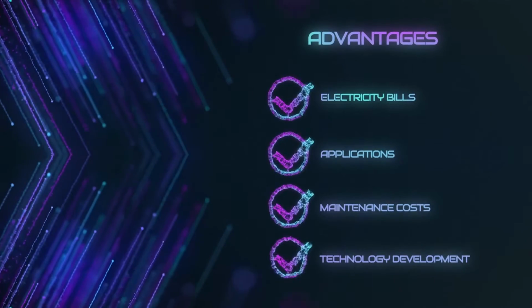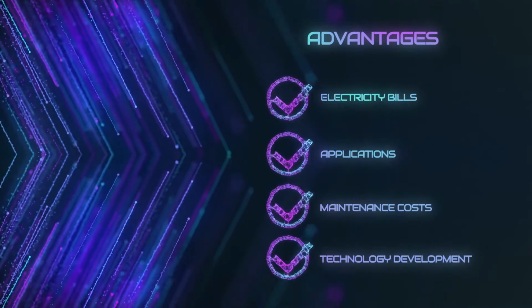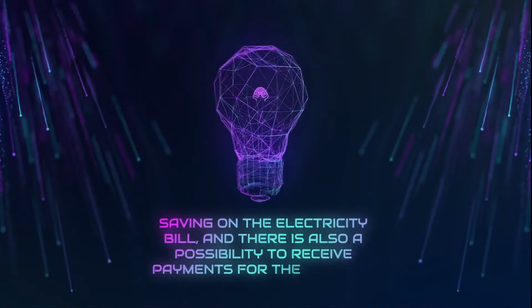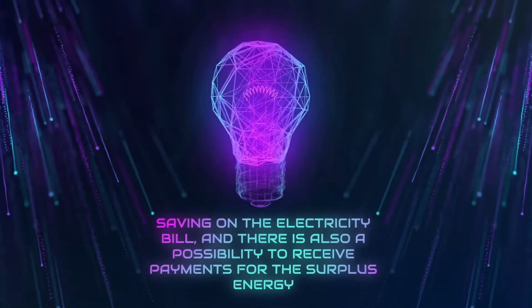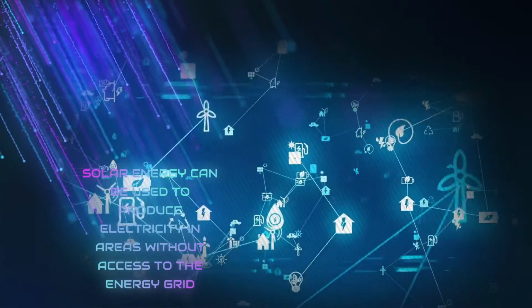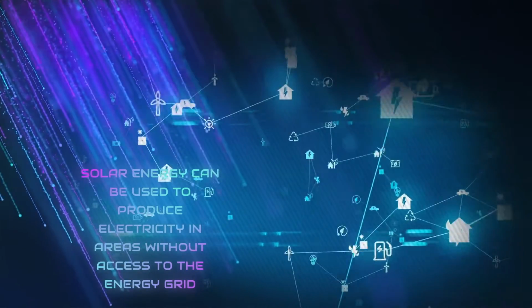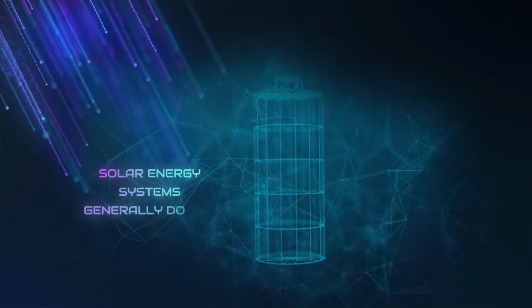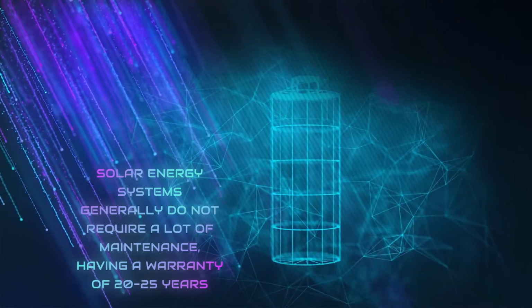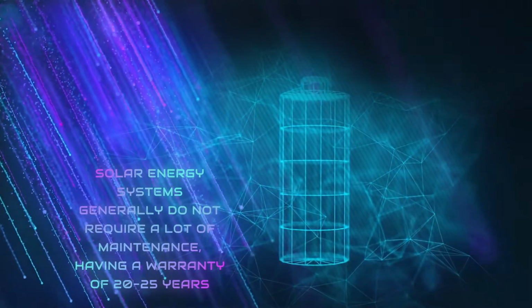Advantages: electricity bills, applications, maintenance costs and technology development. Saving on the electricity bill, and receiving payments for the surplus energy. Solar energy can be used to produce electricity in areas without access to the energy grid. Solar energy systems generally don't require a lot of maintenance. Most reliable solar panel manufacturers offer 20 to 25 years warranty.